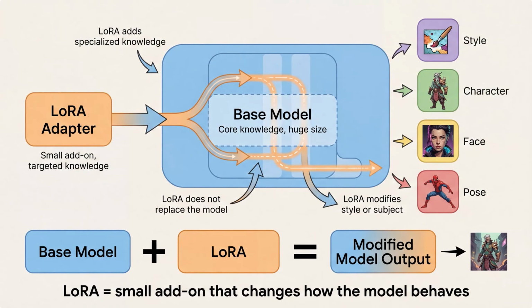Why do LoRAs exist? Training a full model is very expensive. It requires a lot of images, time, and powerful hardware. LoRAs exist to solve this problem. Instead of retraining a full model, we train a small adapter that teaches the model something new. This could be a specific art style, a character, a face, a pose style, or a lighting style. LoRAs are much smaller than full models. That is why they are easy to download and experiment with.